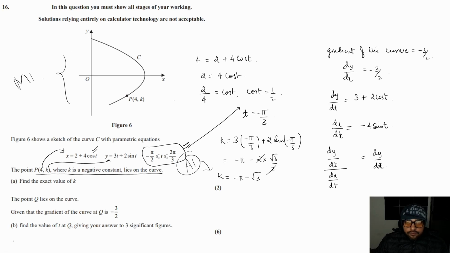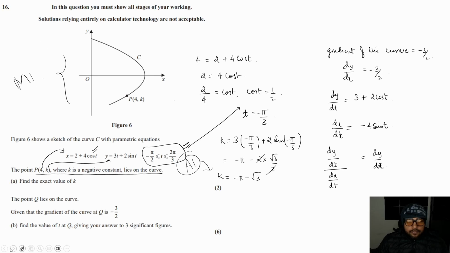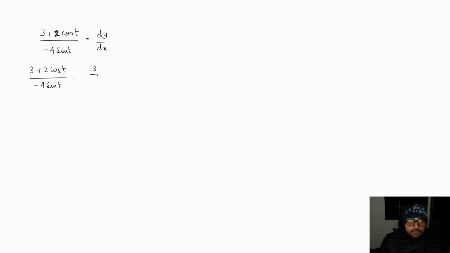Okay, in the question they have told us the dy by dx value is negative 3 by 2. So we'll plug in the value here. So we'll get 3 plus 2 cos t upon negative of 4 sin t equals negative of 3 by 2. Okay. From here we can see that this 2 and this 2 get cancelled, negative sign and negative sign get cancelled. We are left with 3 plus 2 cos t equals 6 sin t.